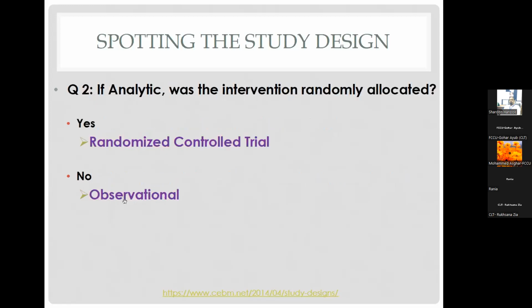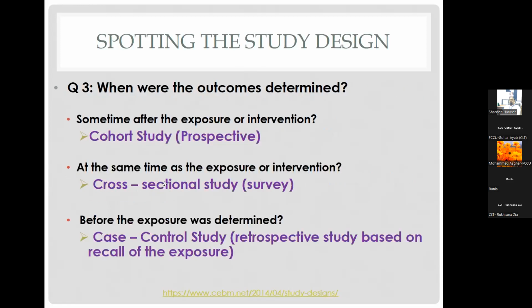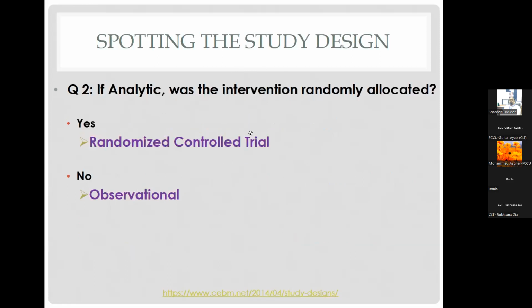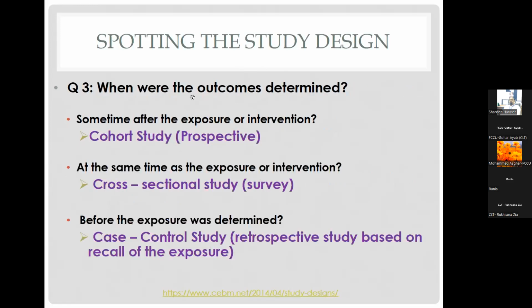But in analytical study, the second question you ask is, was the intervention randomly allocated? If yes, you talk about a randomized control trial. If no, then talk about an observational study. And here it's not about intervention, I mean exposure. Then when the outcomes were determined, that's the third question you need to ask. If they're randomized, you stop here. But if they're observational, then you ask a third question. When were the outcomes determined?